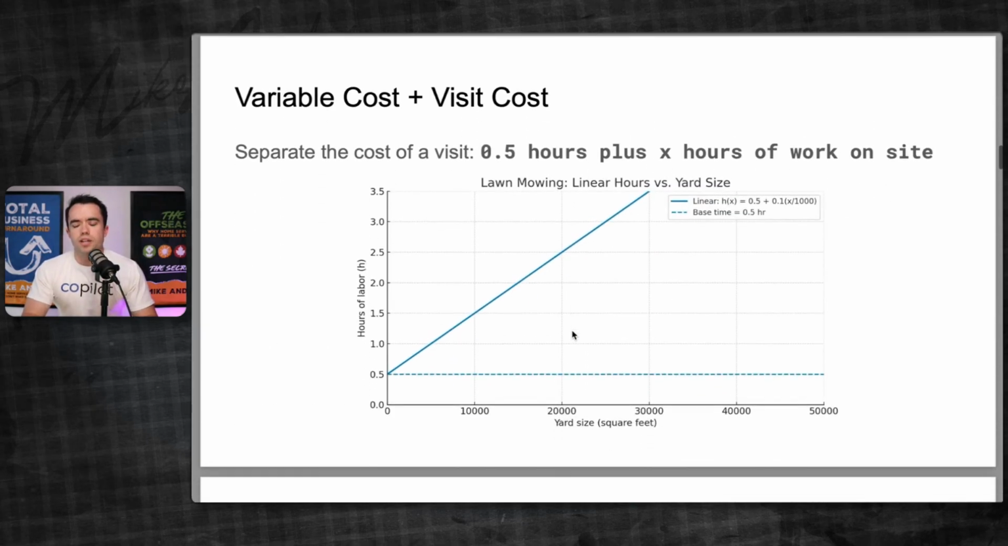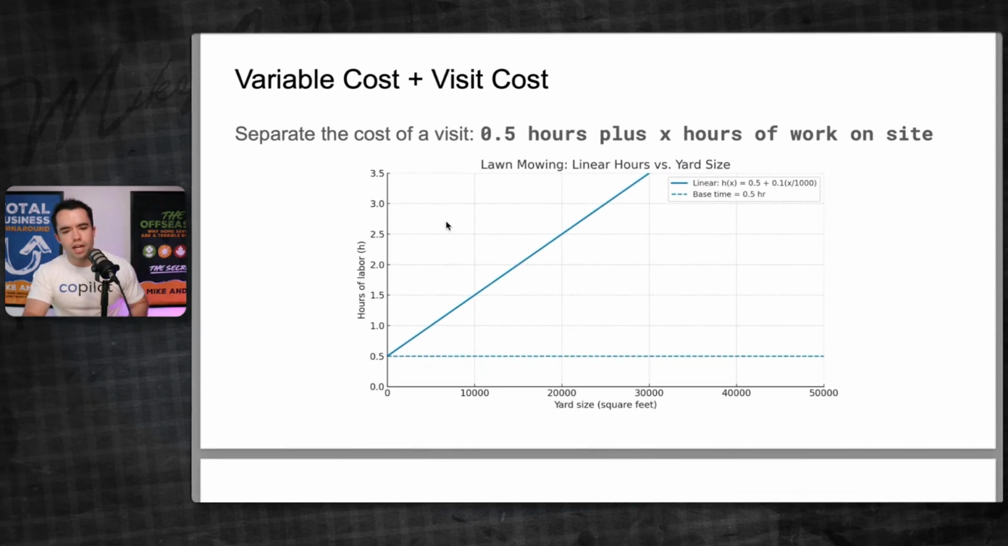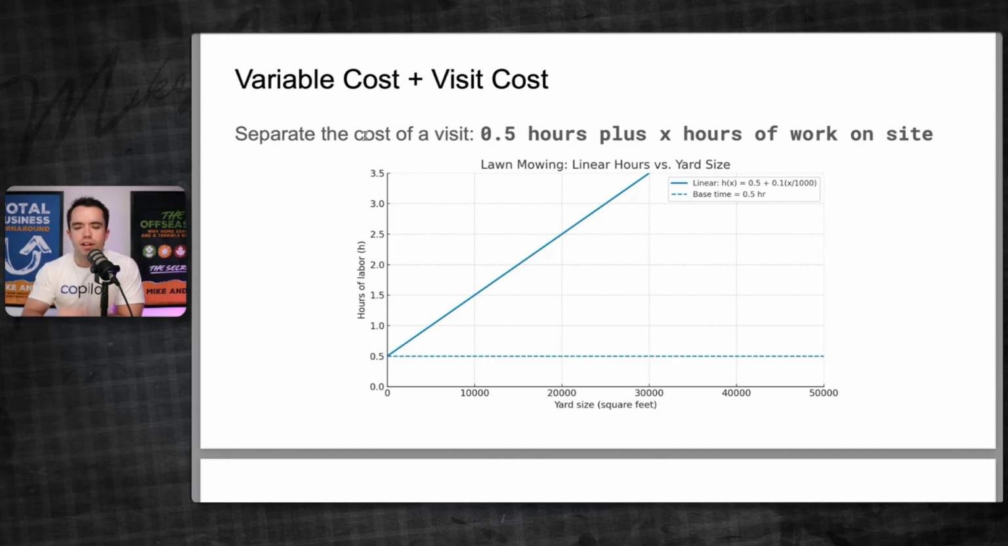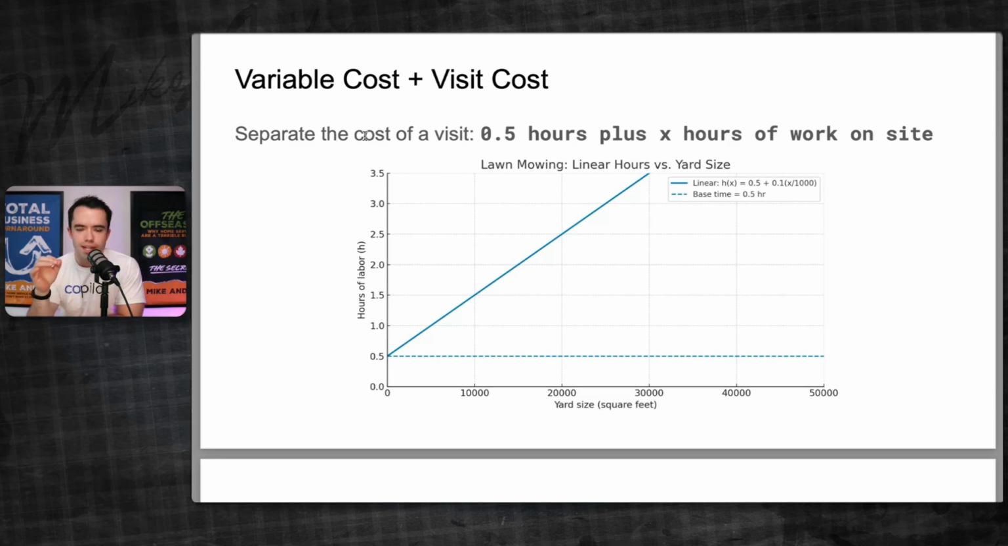All right, now let's add a little more complexity in here. Variable cost plus visit cost, so to separate the cost of a visit. All right, so now let's go ahead and take into account that there is a minimum price on a visit.